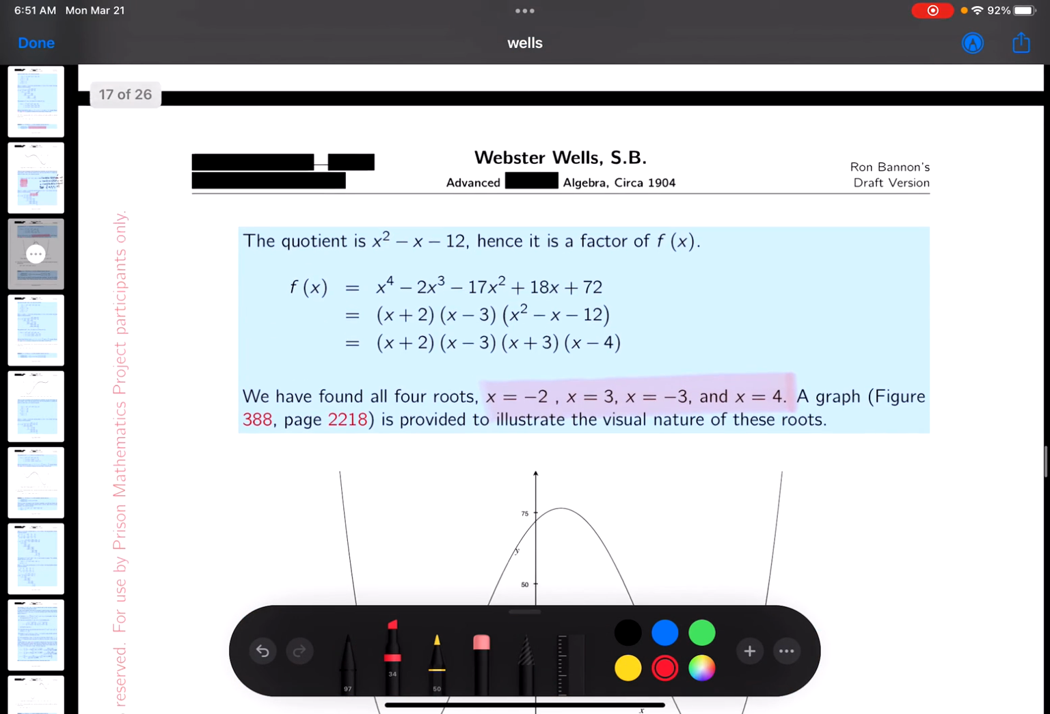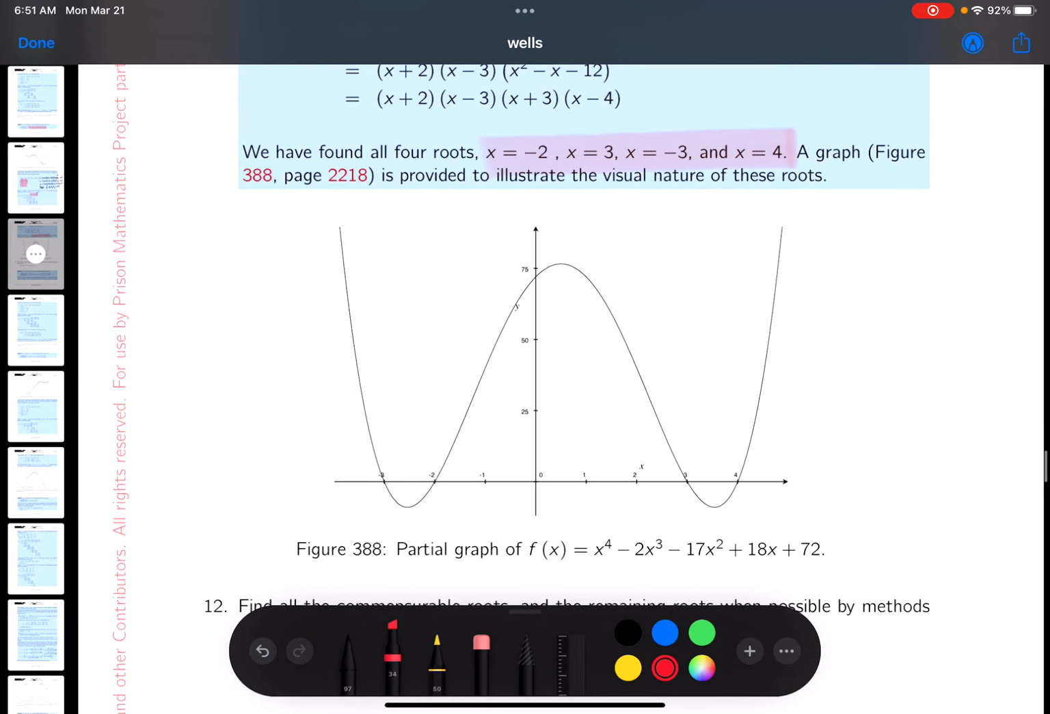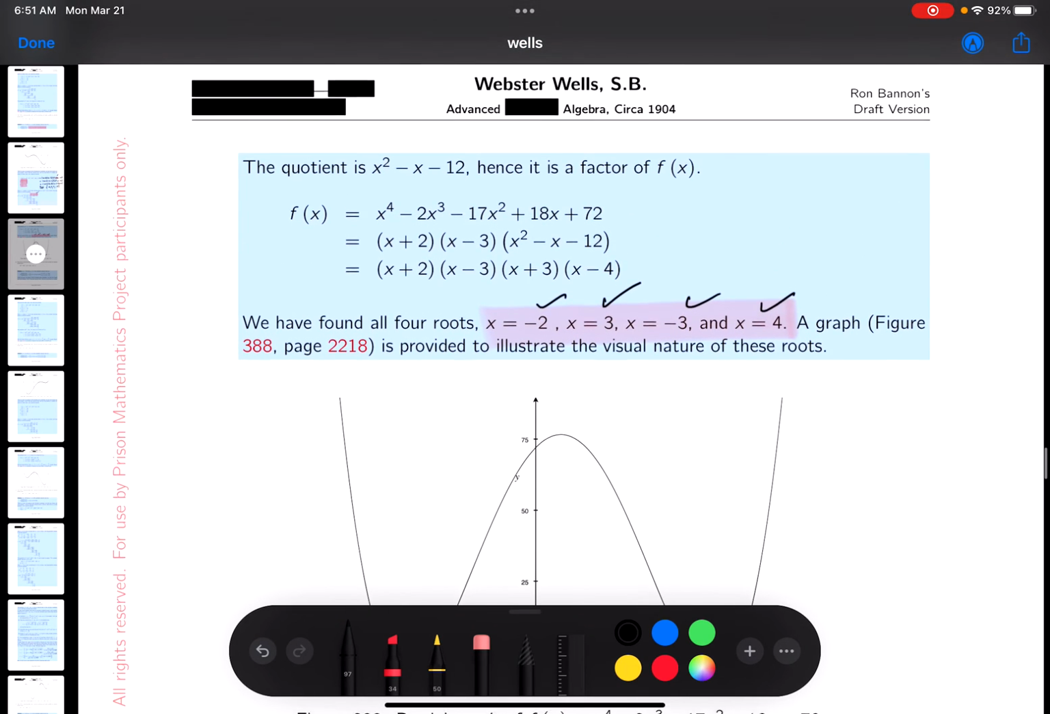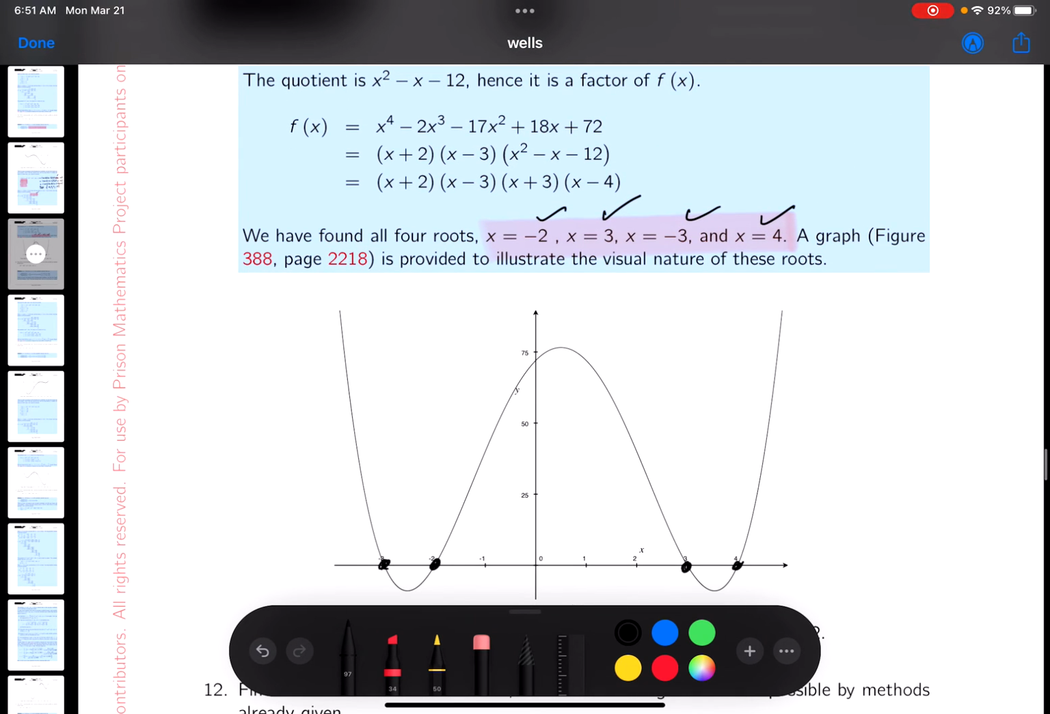All right, let's look at the picture. I'm going to plot the points now. Again, we're looking at a picture. Minus 2, 3, minus 3, and 4. What's the y-intercept? 72.